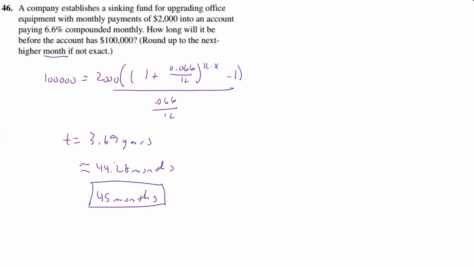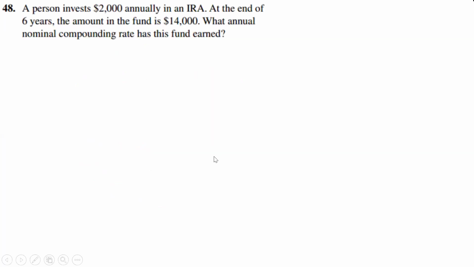Because at 44.28 months, it's going to be exact, but we can't just say, oh, well, 44 months. You have to go up to the next higher month before you have the full amount that you need of $100,000 in the account. You'll be over $100,000, but you'll have at least that $100,000. If you only did 44, you're going to be under 100,000 and you won't have that amount. So that's why we round up, and then we get our full amount we need at 45 months.